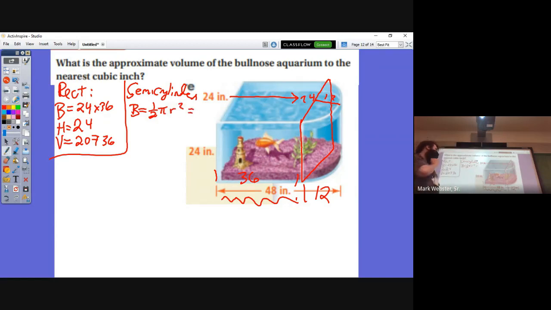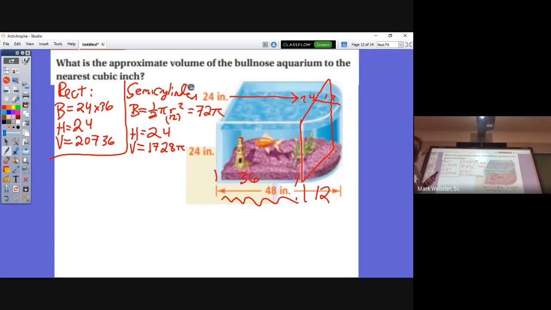Well, our radius is 12, so 12 squared divided by 2. I plug in 12 here, and I better get 72 pi. And then my height is still the same, it's 24. So I get a volume here of 72 pi times 24, which is 1,728 pi, right?